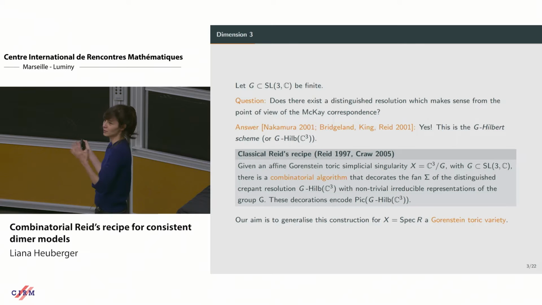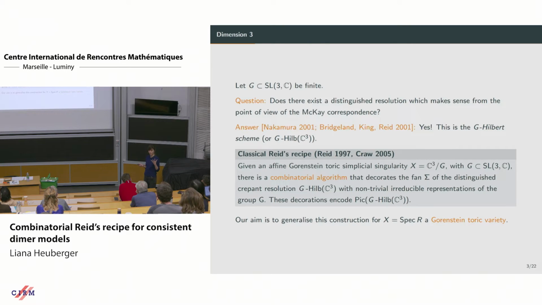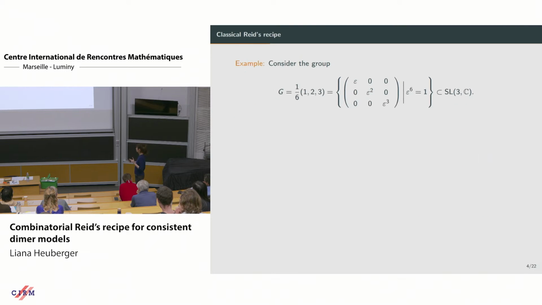And not only is there this decoration, whatever that means, but this decoration also encodes information about the Picard group of the resolution. And this is, again, in some sense, another layer of what the McKay correspondence should do. It should tell you something about what the Picard group of the resolution is doing. Okay, so the aim of this talk is to generalize this construction for any Gorenstein toric variety. So this was an affine Gorenstein toric variety, but which was a quotient of C3. So that means that when you look at its cone, it only has 3 rays. Okay, we'll see this right now.